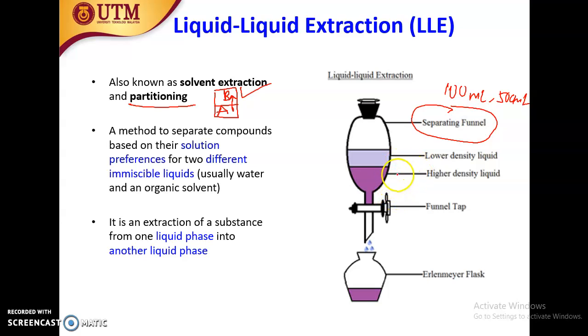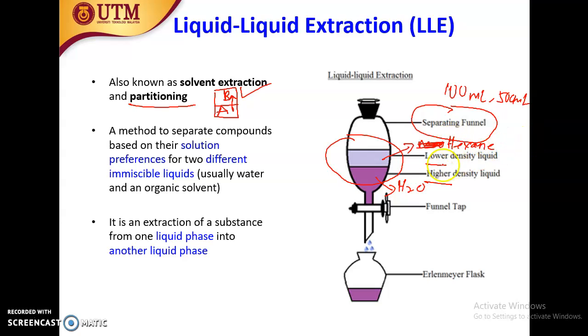Whereby we have our sample, and then we top up with an organic solvent that won't dissolve our sample. It means that it has to have a different density. We have the lower density above and the higher density below. Usually if it's a water sample, the water will be at the bottom, and the organic solvent will be at the above layer, for example hexane.